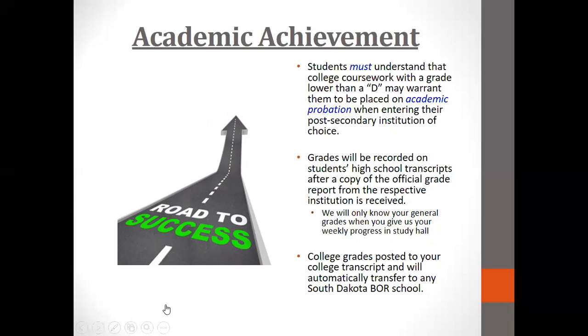We will only know your general grades when you give us your weekly progress in study hall. So your study hall teachers will check weekly where you are at, not so much because of the grade, but because we want to see, are you still in the class? Are you struggling? If you're struggling, you can come talk to me, and we want to know and help you. This is only just to help you.